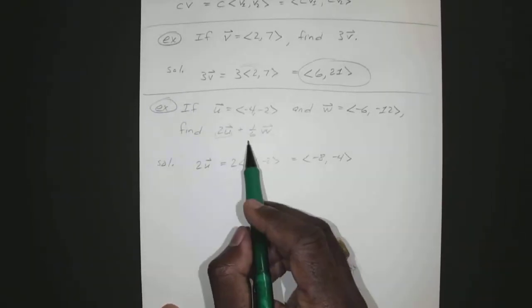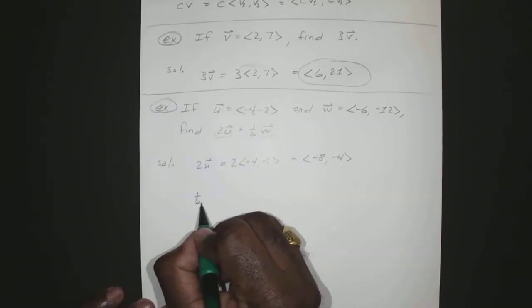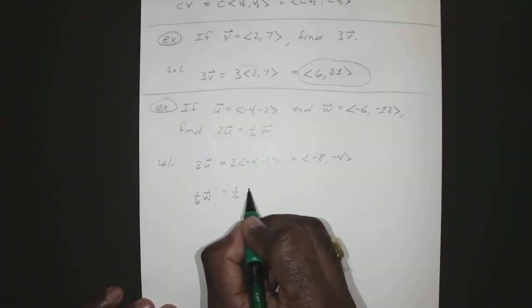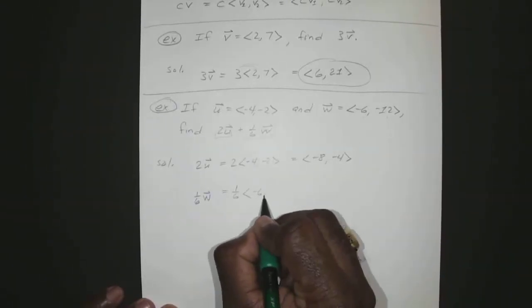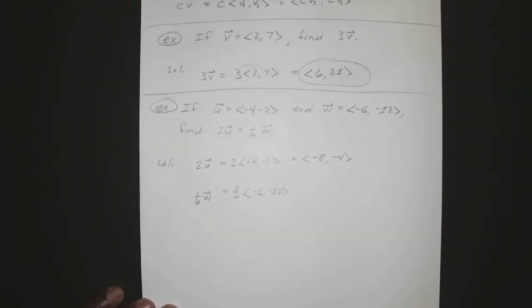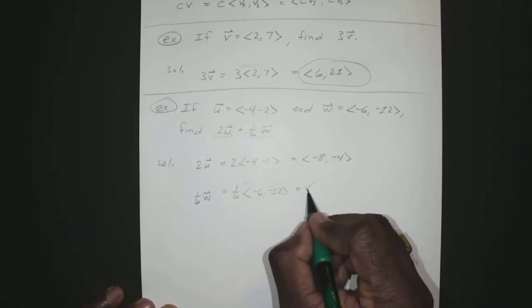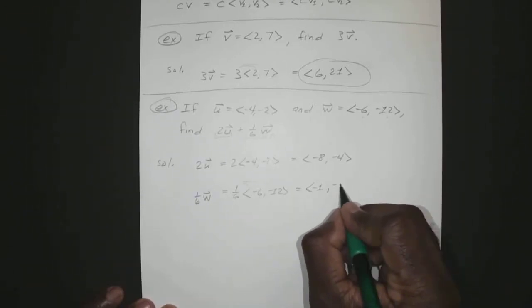Okay, so now we find our 1/6 times the w vector. 1/6 times the w vector is just 1/6 times the vector with components -6 and -12. So again, if we distribute that to both, 1/6 times -6 is -1, and 1/6 times -12 is -2. Okay, so we have both term vectors.